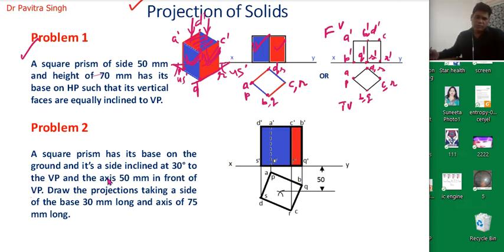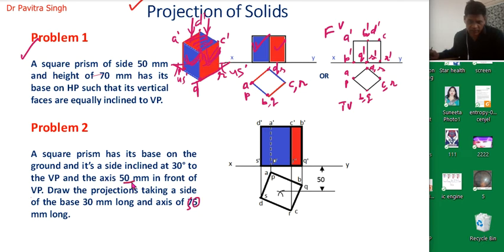So in the second problem, you can see a square prism has its base on the ground and a side inclined at 30 degrees to the vertical plane. The axis is 50 mm in front of the vertical plane. Draw the projections taking a side of the base 30 mm long and axis of 75 mm long. So actually this is 50 mm.